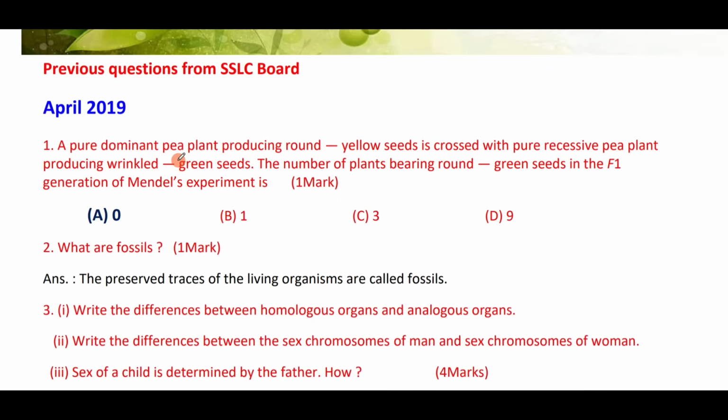A pure dominant pea plant producing round yellow seeds is crossed with a pure recessive pea plant producing wrinkled green seeds. The number of plants bearing round green seeds in the F1 generation will be 0, because in the F1 generation the dominant trait will be produced.